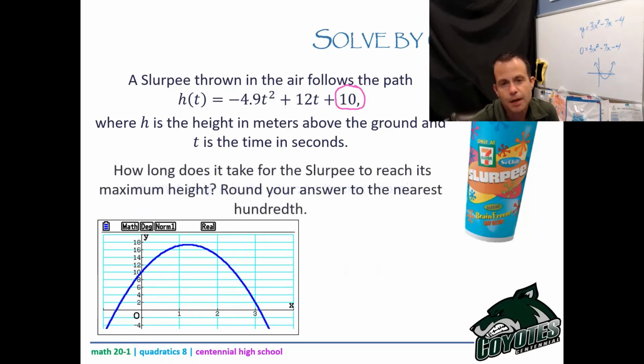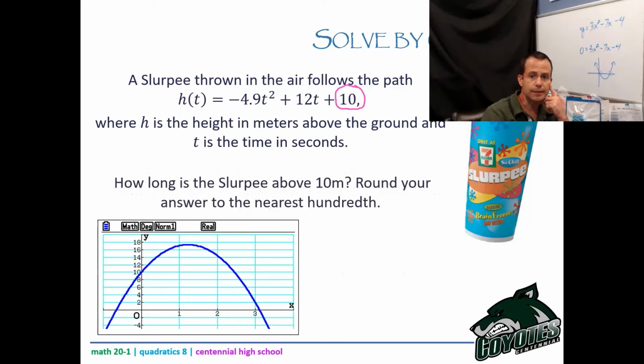How long does it take for the Slurpee to reach its maximum height? Okay, we actually already have that answer. Remember a few seconds ago, I said, hey, write down both of those. That's the x value at the maximum. And we found that already to be 1.22 seconds, okay? All right, and then we say, how long is the Slurpee above 10 meters? Round your answer to the nearest tenth.